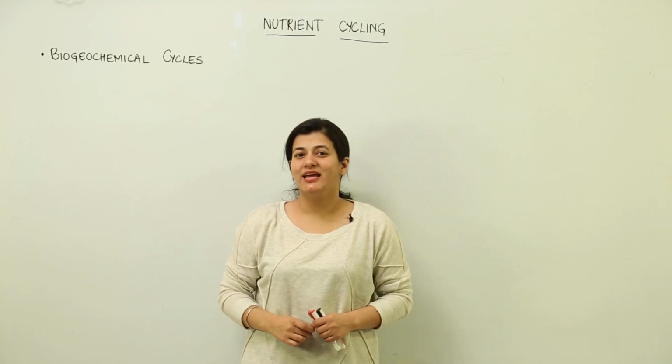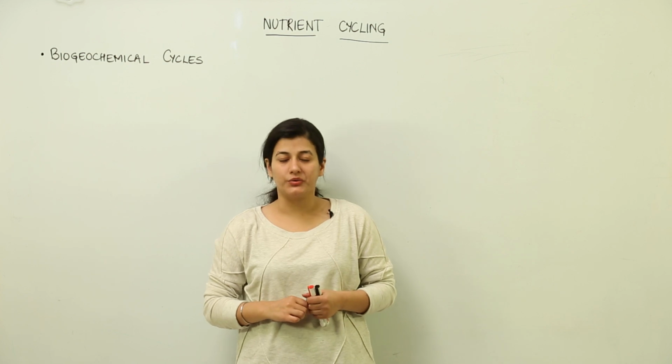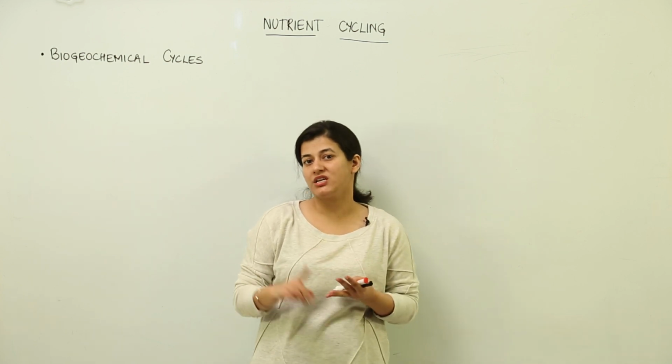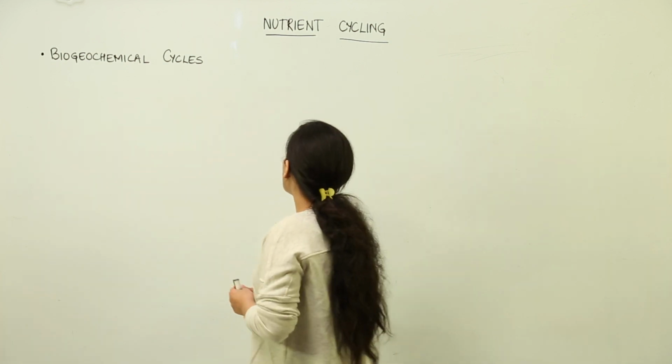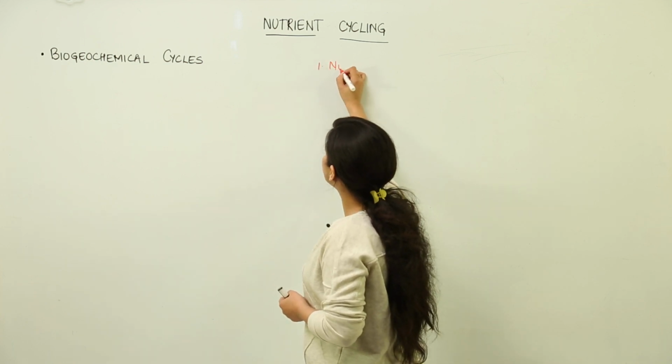Hello students. Now let us take the nutrient cycling in detail. We are going to consider each nutrient one by one. So first we are going to take nitrogen into account.